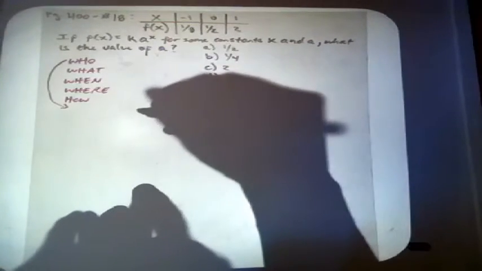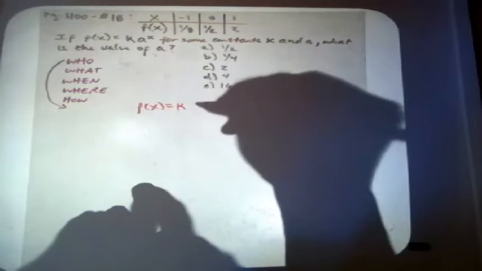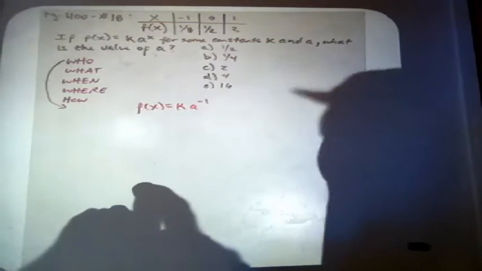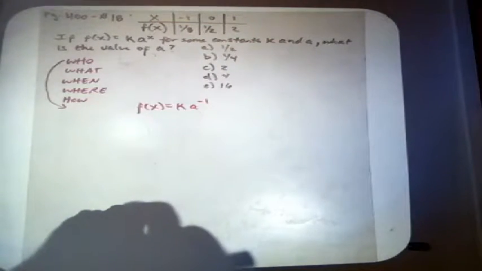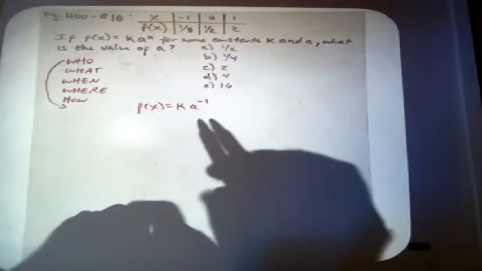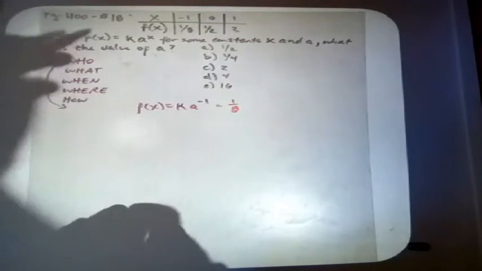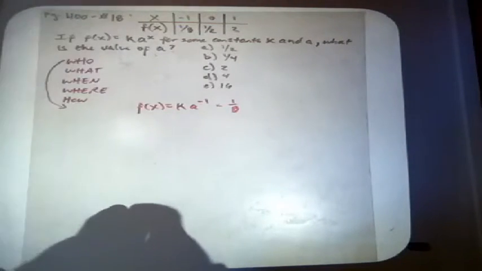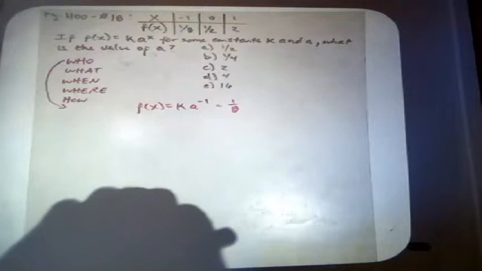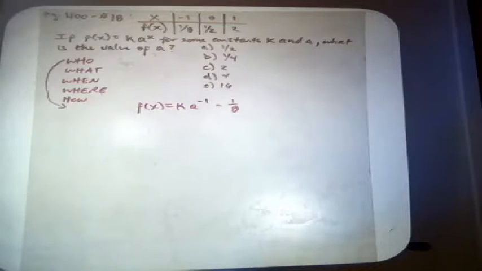Well, we're going to get f of x equals k times a to the power of -1. And we see that that's going to be equal to 1/8, because according to our table, when x is -1, f of x is equal to 1/8. So there we have one equation, but notice we still have a problem here. We have 2 unknowns, k and a. So how do we solve for that?